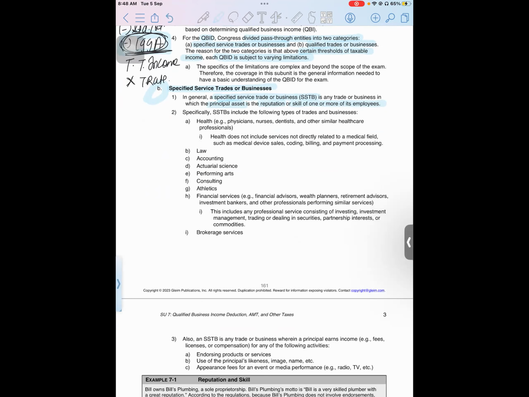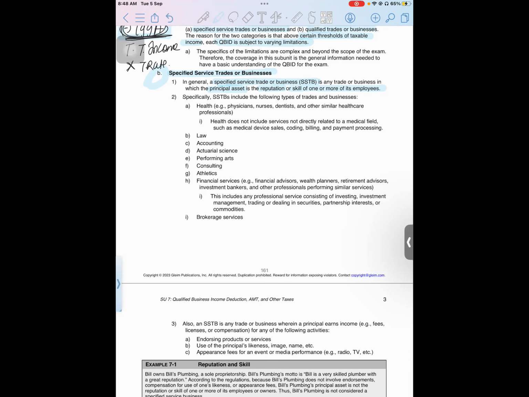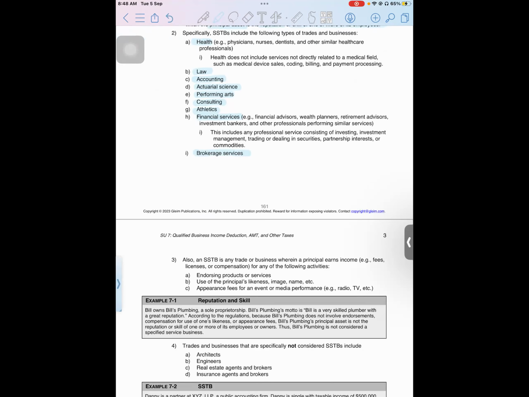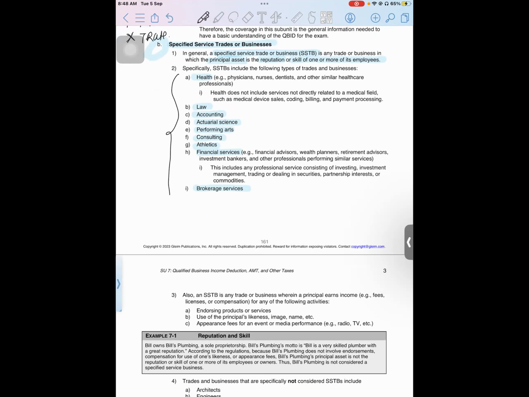Specifically, SSTB includes the following types: health, like doctors, law firm, accounting firm, actuarial science, performing arts, consulting, athletics, financial services, right? Those who are giving advice, and based on their advice, we are going to invest in some property or some investment securities or anything. So their advice is important. Brokerage services are there, shares and security brokerage services. So all these kinds of businesses can be called SSTB.